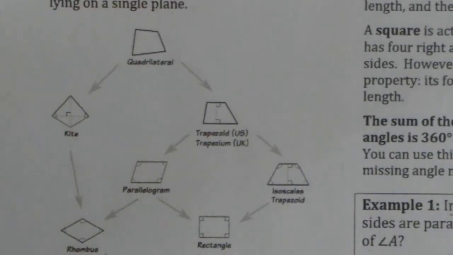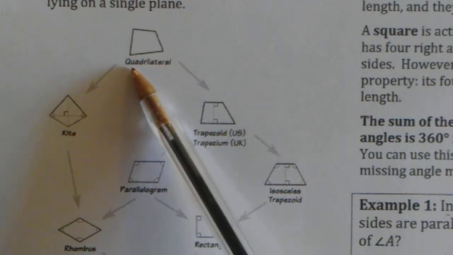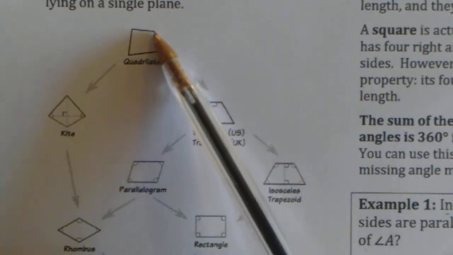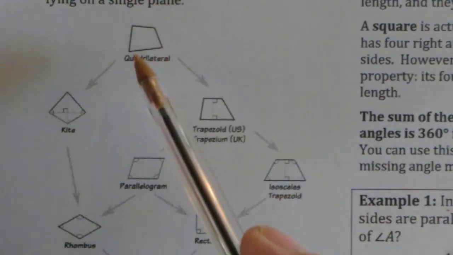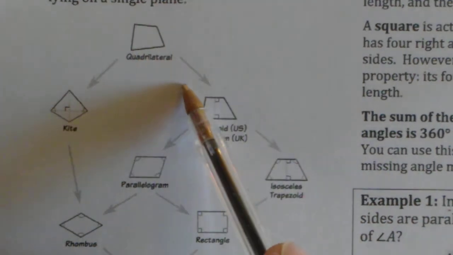Okay, so all four-sided shapes are called quadrilaterals. Quadra sounds like quattro, four sides, okay? All these shapes have four sides. They can be the same, they can be different, they can be parallel, they cannot be parallel, it doesn't matter.